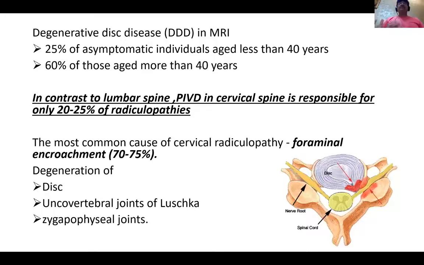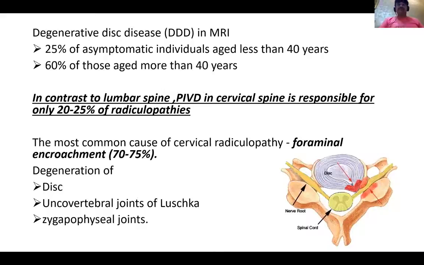What is the main difference between lumbar and cervical disc disease? In lumbar radiculopathy, the most common cause is lumbar disc disease. Whereas in the cervical spine, it is not really so. Cervical disc disease accounts for only 20 to 25% of radiculopathy. What are the remaining causes? It is mainly foraminal encroachment. That is why I'm choosing posterior laminoforaminotomy as the topic, because the most common cause of cervical radiculopathy is foraminal encroachment, which accounts for 70 to 75% of patients.